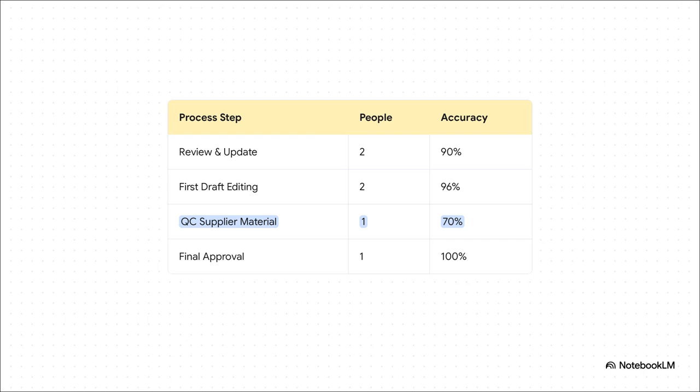So looking at the data for our book order, something immediately jumps out. Our internal steps? They're running at 90 to 100% accuracy. Pretty good. But that quality control step with our supplier? Yikes. Only 70% accurate. That's a huge red flag, because it means tons of back and forth and rework.